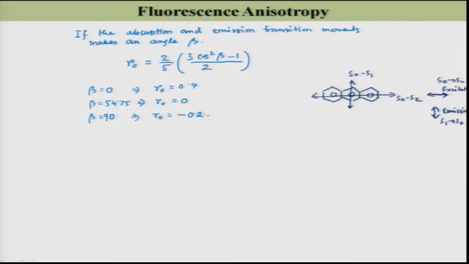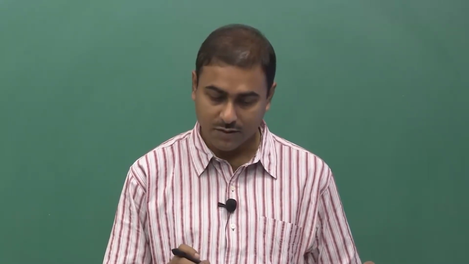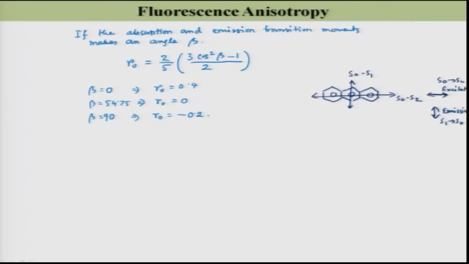So, what you can see is that the value of R0, or initial anisotropy, or fundamental anisotropy, depends on many factors, right. Basically, it depends on the angle between the absorption transition moment and the emission transition moment. For different molecules, this angle will be different, so the value will be different. So, this has to be measured, and we can measure it by time resolved anisotropy decay.